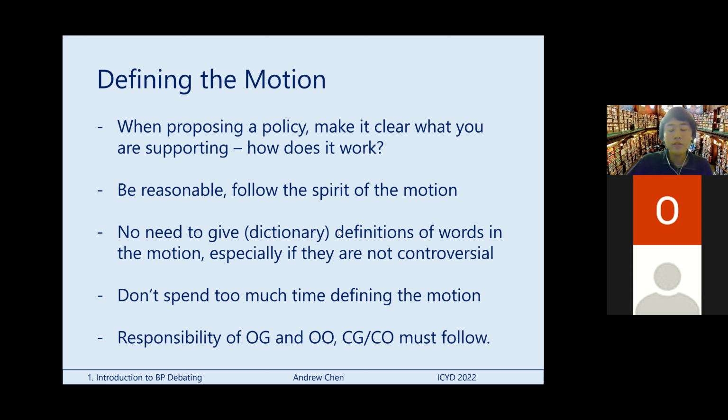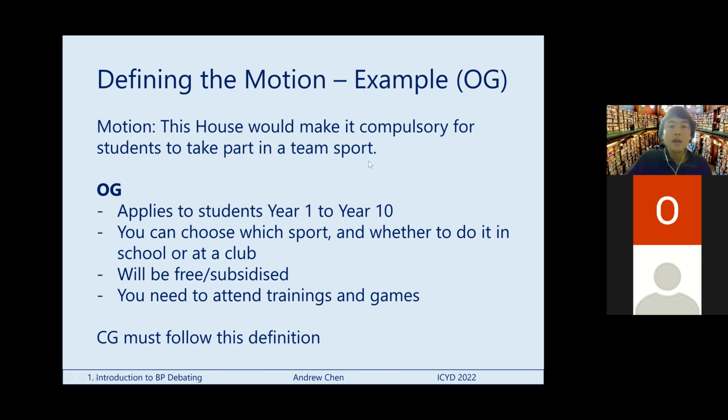And in a debate, this is the responsibility of the two opening teams, so OG and OO. CG and CO, the two closing teams in a debate, must follow the definition set out by the opening teams. So however OG sets out the debate, CG has to defend it, and CO has to defend how OO has defined the debate. Let's see an example of this.